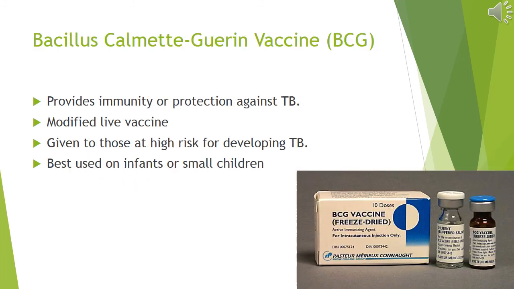Now we're going to talk about the vaccine used to prevent tuberculosis, which is called BCG. It provides immunity or protection against TB. It is made from a live weakened strain of Mycobacterium bovis. Using this, it will allow the body to build up the antibodies it needs to fight against the infection if you come in contact with it.